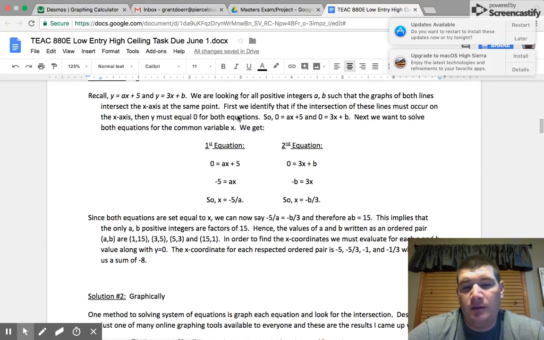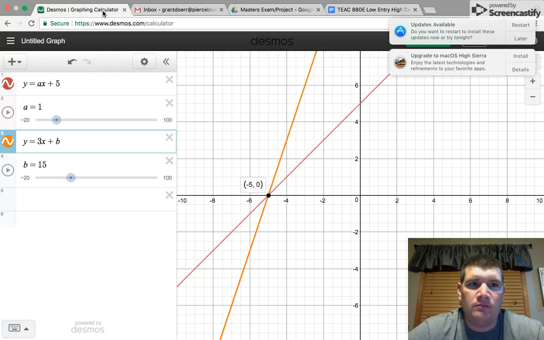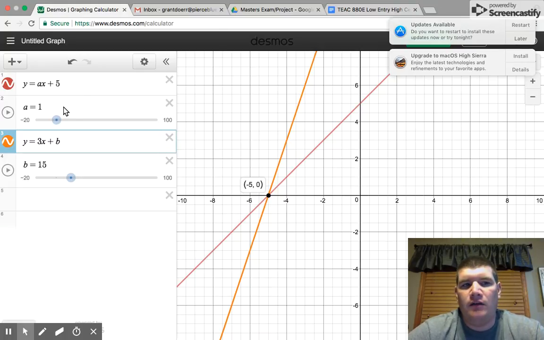And then what I typically do is I go to Desmos, and I look at the two graphs and I see if they do indeed work. So I already went ahead and typed in our two equations, y is equal to ax plus 5. Notice it automatically makes the slider for this, which is very nice. That's why I love Desmos. And then also y is equal to 3x plus b, and then we have the slider for b.